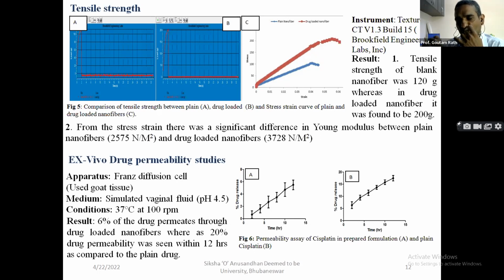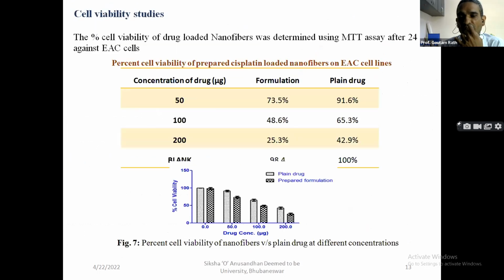Its mechanical strength is much more if you compare with a single one. Similarly, in the case of nanofibers, per unit centimeter or per unit millimeter, the number of fibers is much higher compared with normal fibers, and that is the reason why the mechanical strength of nanofiber is much higher. So these are the permeability studies.